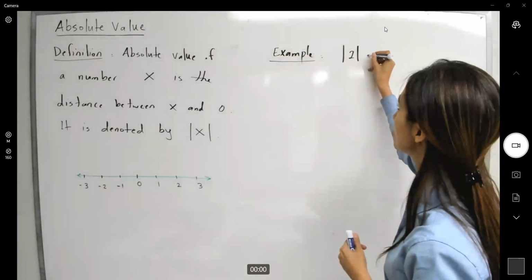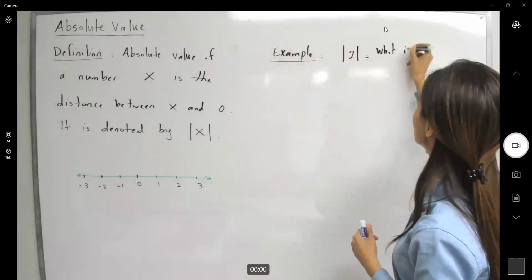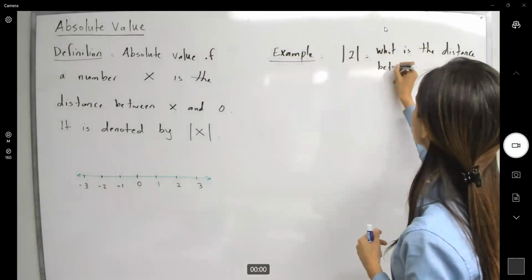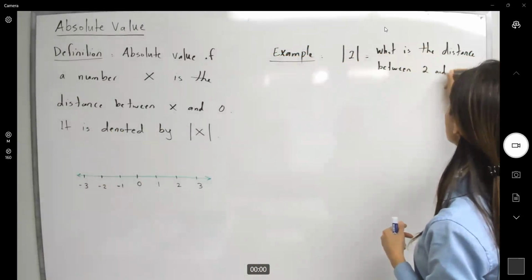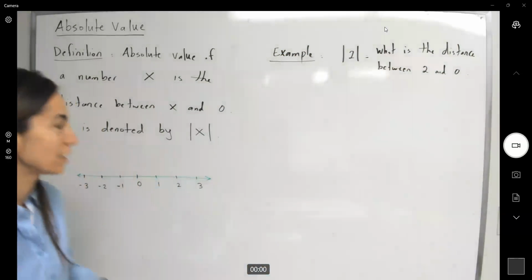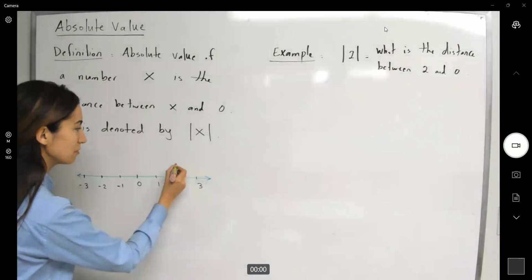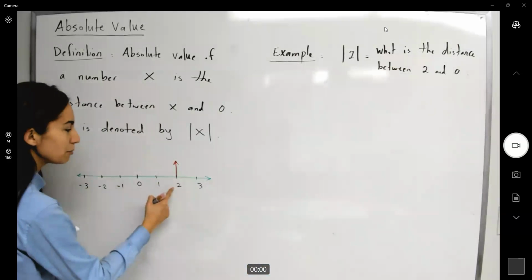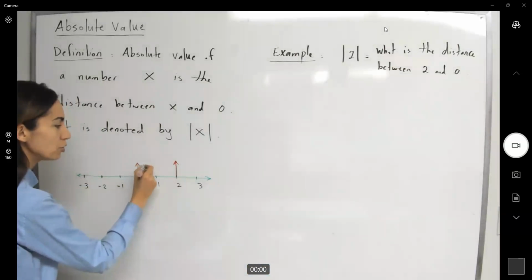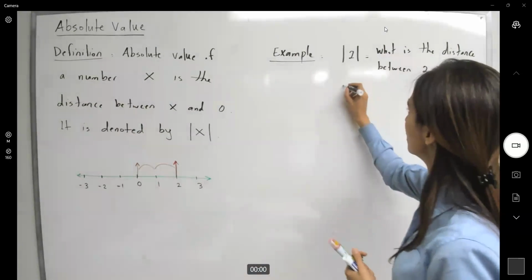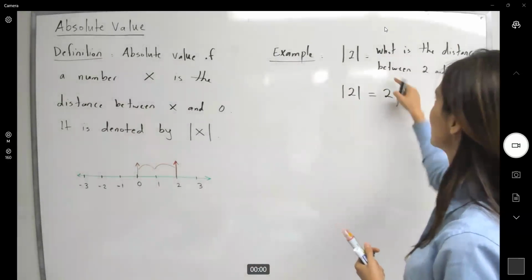It means that we want to know what is the distance between 2 and 0, the origin. All right. So where is 2? 2 is just located here. The distance between 2 and 0 is 2 units. So you're going to say that the absolute value of 2 is equal to 2, the distance.